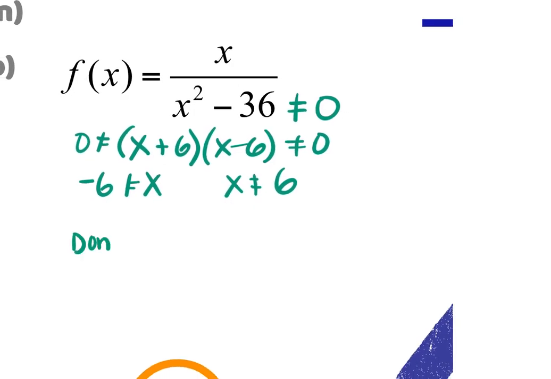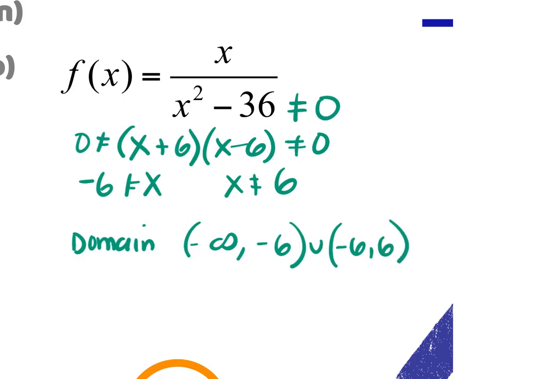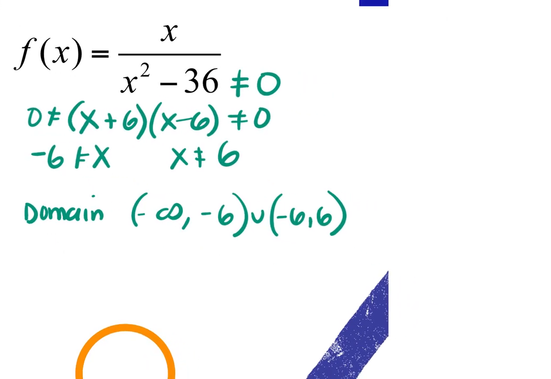So in interval notation, it goes from negative infinity to the smaller number, which is negative 6. Union, the smaller to the bigger, negative 6 to 6. Union, the bigger to positive infinity.